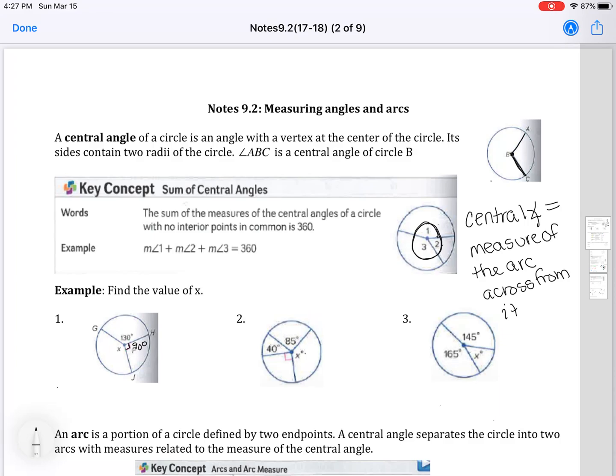So if we make an equation, x plus 90 plus 130 equals 360 degrees. If we combine the 90 and the 130, we get x plus 220 equals 360. And when we subtract 220, we end up with x being 140 degrees. So that's our missing angle.